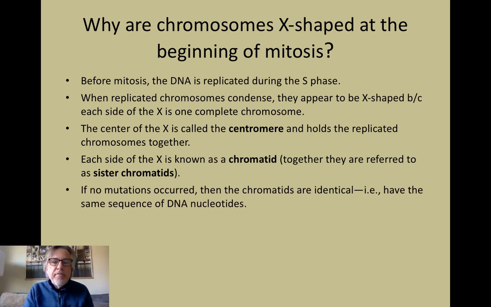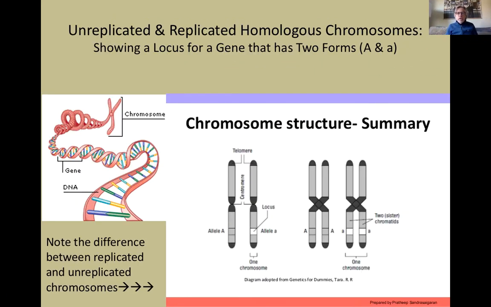Yeah. If no mutations occurred, then the chromatids are identical. They have the exact same sequence of DNA nucleotides. So let's take a look at this. Here we can see the X shape I was talking about. And in a second, I'll show you an electron micrograph. And here are the sister chromatids right here. And this would be the centromere.